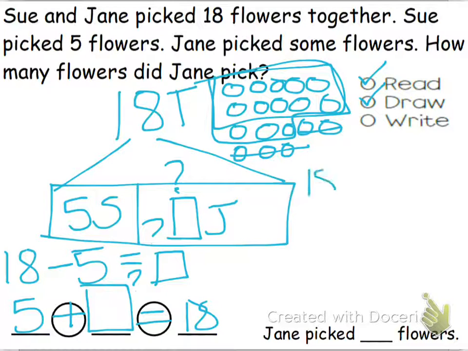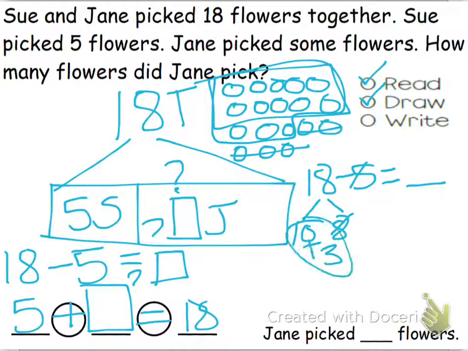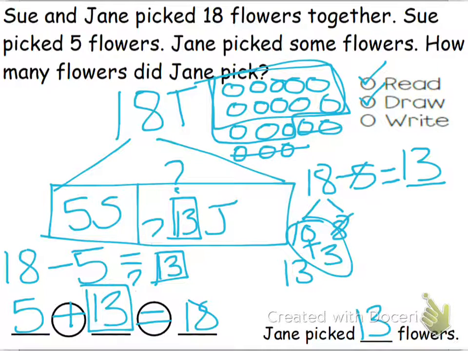You also could have just made another number sentence just because I can't do it on top of here. And you can decompose. 18 is 10, 8. You take 5 away from 8, and there's 3. 10 plus 3 equals 13. So there's 13. So that means that 18 minus 5 equals 13. 5 plus 13 equals 18. So Jane picked how many flowers? 13. Jane picked a lot of flowers.